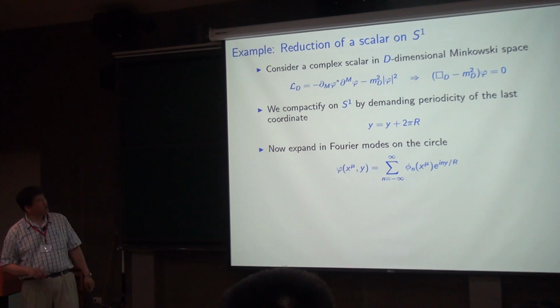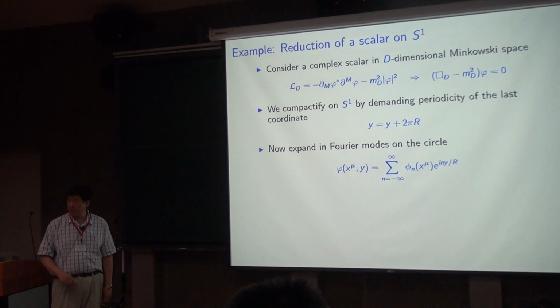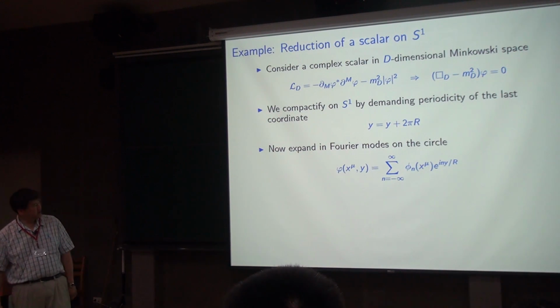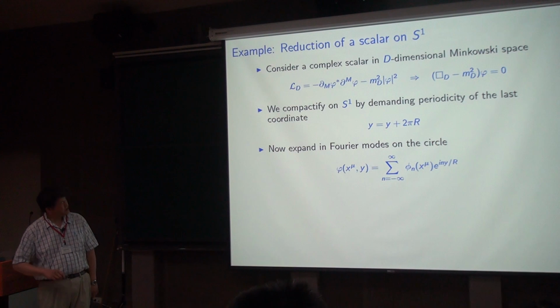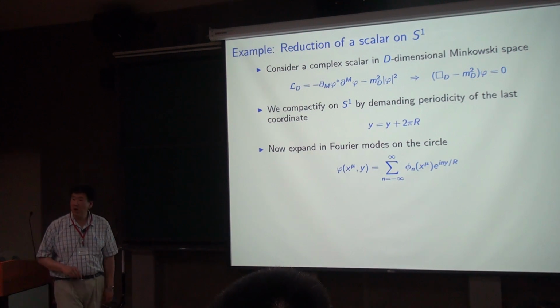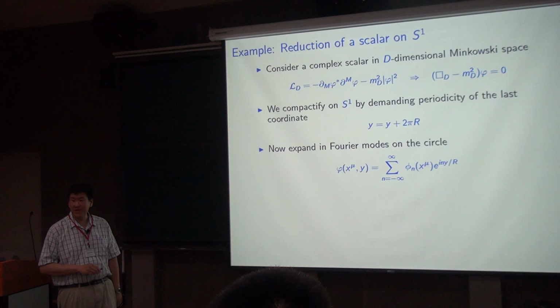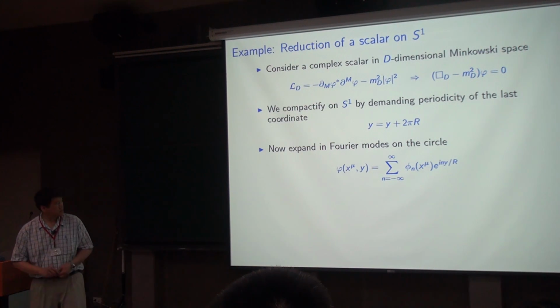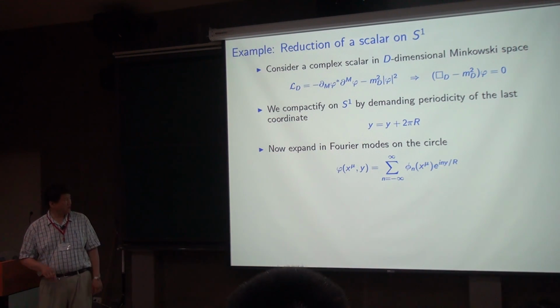And as you know, if you solve for modes on a circle, the natural thing to do is to introduce a Fourier decomposition. So I can take my field and decompose it into the lower dimensional field times Fourier modes e to the i n y over r. And you see these functions are designed to be periodic under the shift symmetry of the circle. And of course, there's an infinite number of Fourier modes. Since I'm using a complex scalar, let me just sum from minus infinity to plus infinity like that.